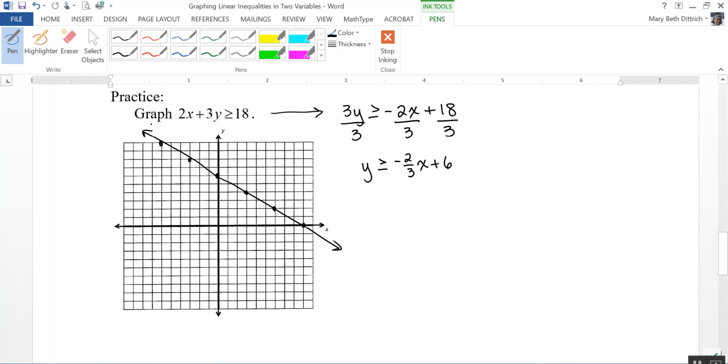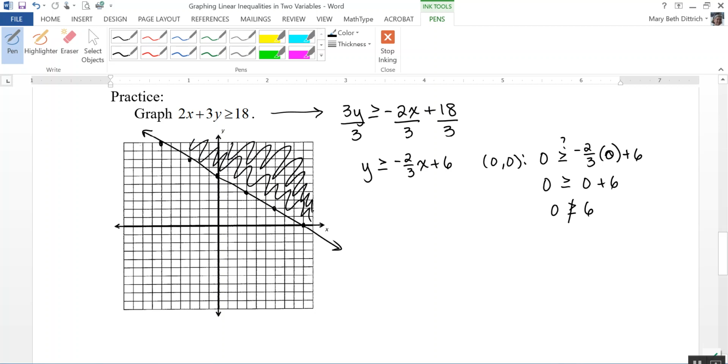And now I need to decide which side of the line I'm going to shade. So I'm going to test my point 0, 0. So when I plug in 0 for y and 0 for x, is that true? So is 0 greater than or equal to 0 plus 6? Is 0 greater than or equal to 6? It is not. So my point 0, 0 is here, so I can't shade that side because that point does not work in this inequality. So I'm going to shade the other side of my boundary line.